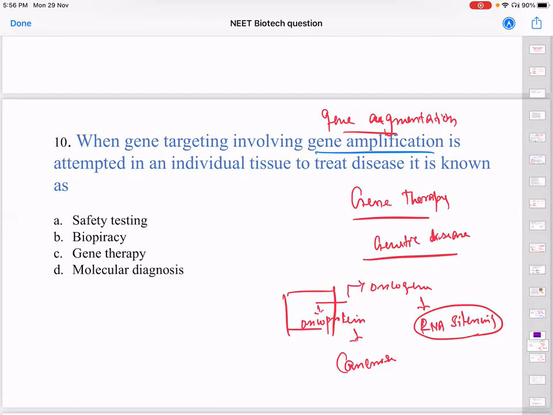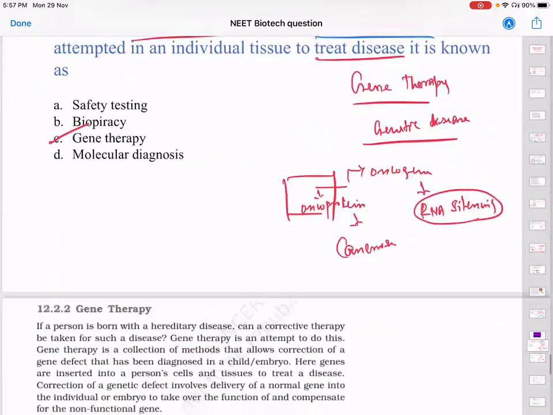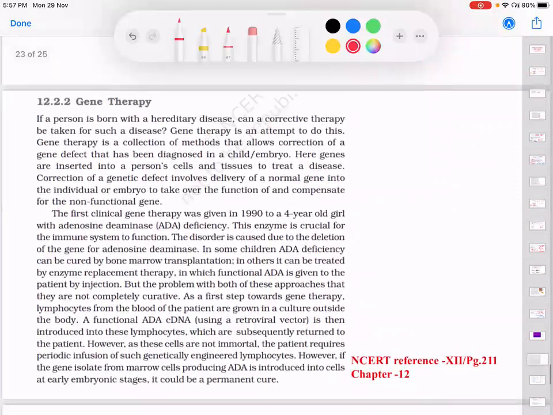I think the option is quite clear. So gene therapy. Molecular diagnosis is not the option. Biopiracy is something different. Safety testing is different. So gene therapy. To treat a disease, so therapy. Gene targeting, right, fine. And you have this information here in chapter 12, page number 211.